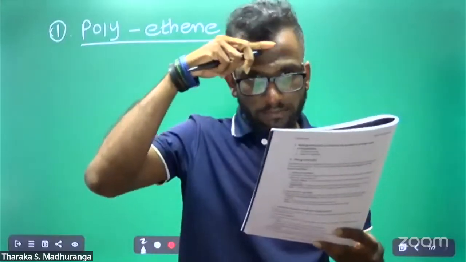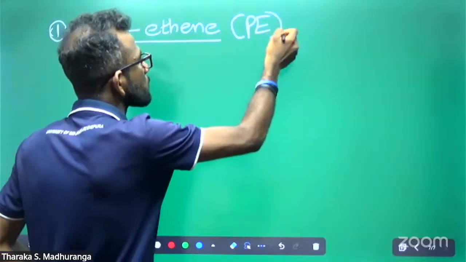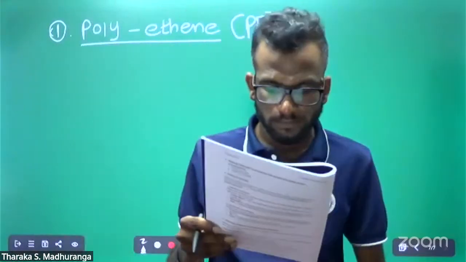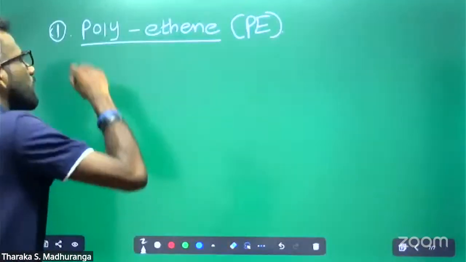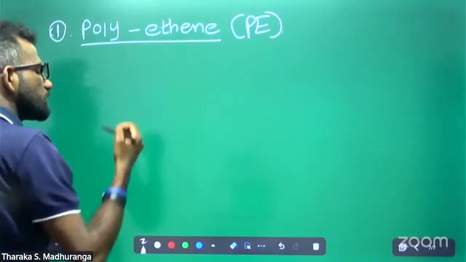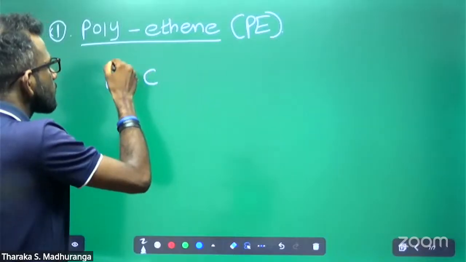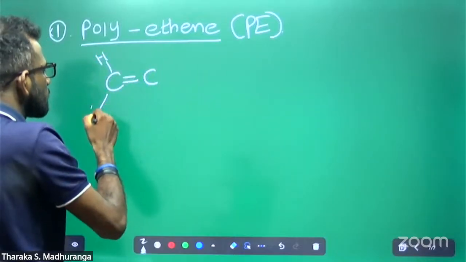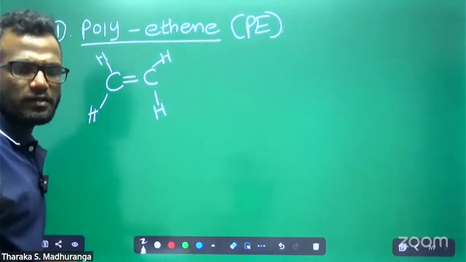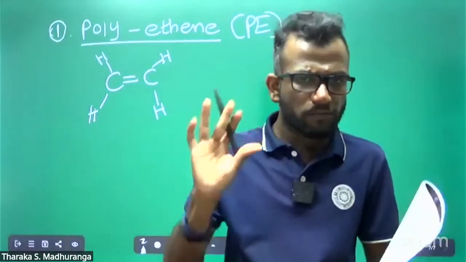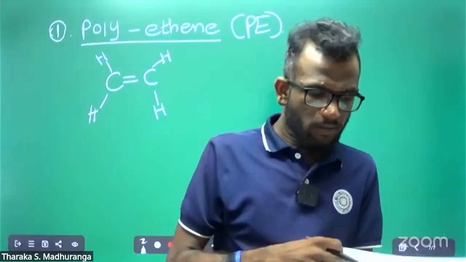Polyethylene, PE. The monomer is ethene. That's why we call it polyethylene. As I told earlier, ethene is like this: 2 carbon and 4 hydrogen, the carbons combined with a double bond.